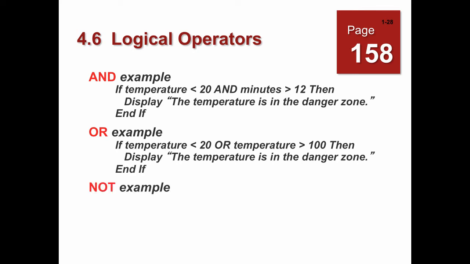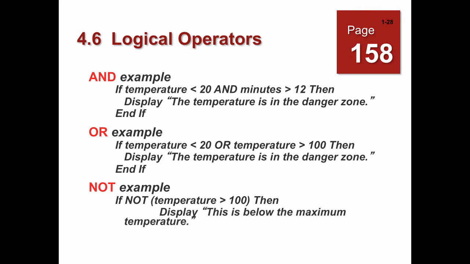Okay, what about the not? The not is really hard to understand, so this is why I don't use it very often. If the temperature is not greater than 100, that's the way I read it, and now I've got to figure out what am I really saying here? Then display the temperature is below the maximum temperature. It's much easier to say if the temperature is below 100 than the temperature is not above the maximum temperature, because I can deal with the positive, I can't deal with the negatives, especially when you get into real complex expressions.